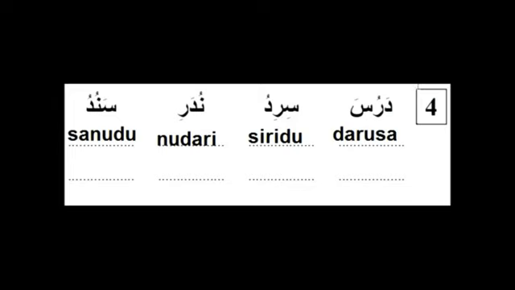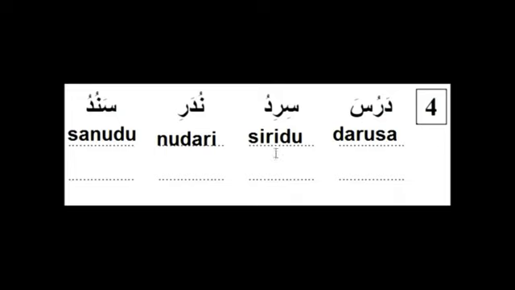First word. The dal with the fatha, da. The ra with the dhamma, ru. The seen with the fatha, sa. Add them together. Da ru sa. Da ru sa.